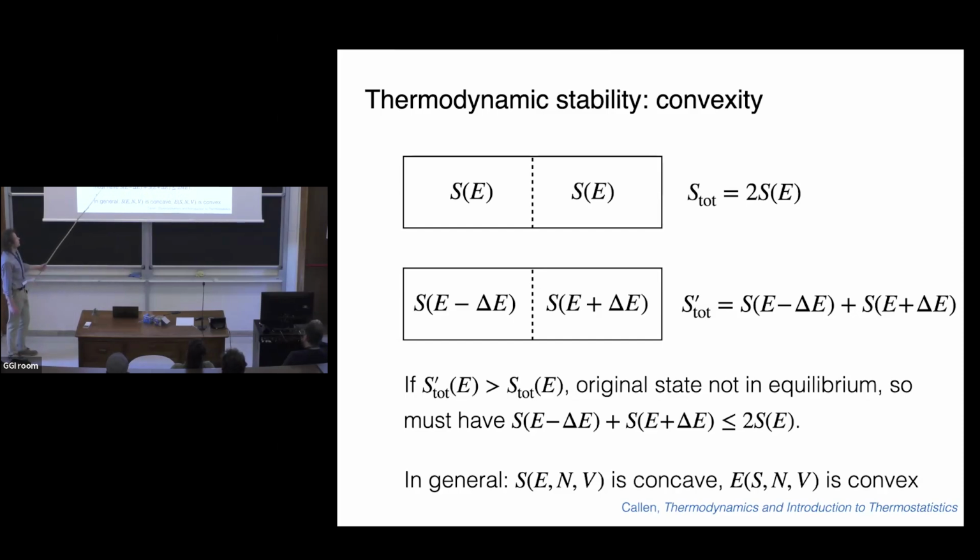Now, after you have done this, if the total entropy here is greater than the total entropy over here, then the original state is not an equilibrium state, because you can increase entropy by moving the energy between the two halves of the box. And so this means that entropy as a function of energy must obey this inequality. This is the condition of so-called concavity. And if the sign is opposite, you call it convexity.